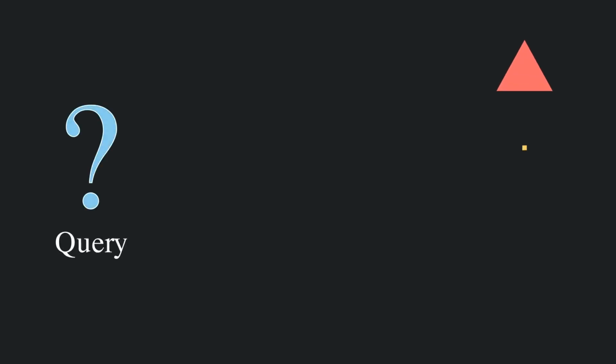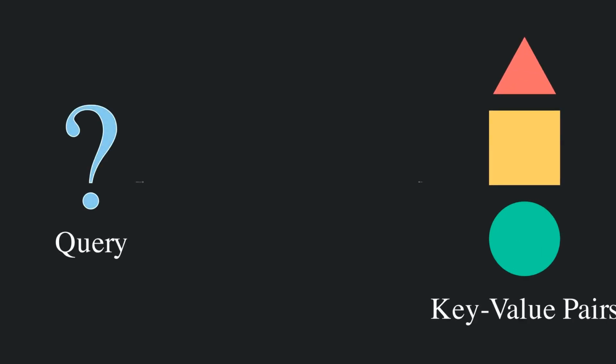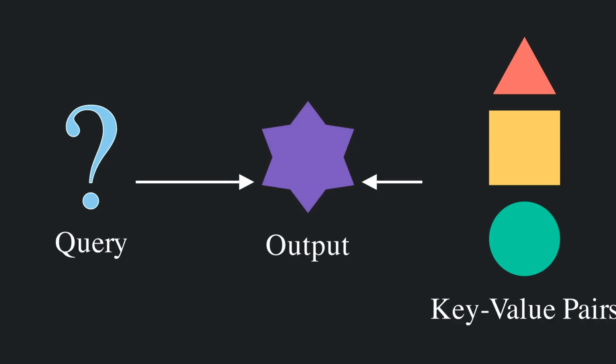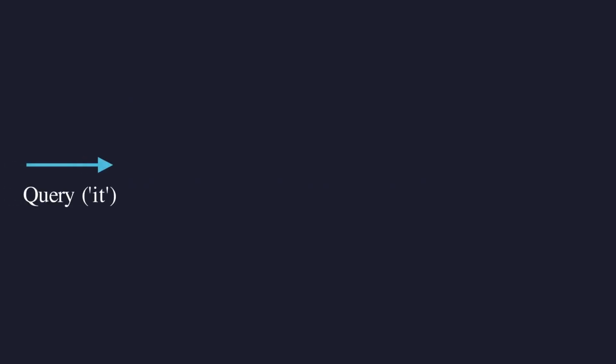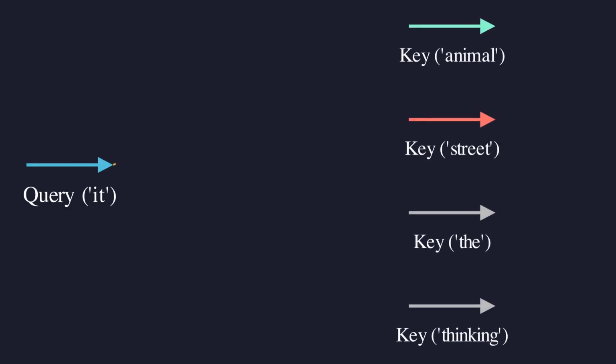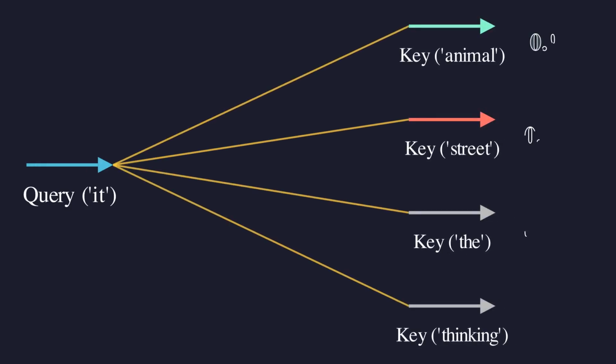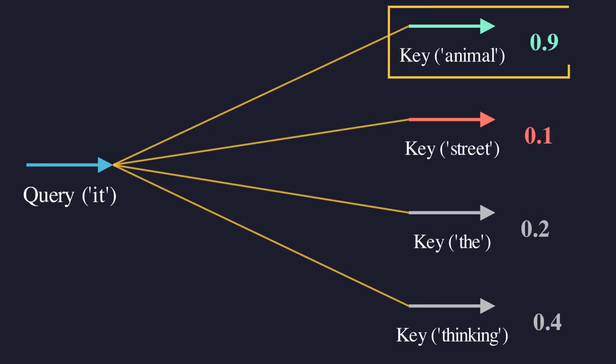An attention function is like mapping a query and a set of key-value pairs to an output. Imagine you are translating a sentence. To translate the word "it," you need to know what it refers to. You compare your query to every key to find which words are most relevant. This compatibility score is used to create weights to take a weighted sum of all the values.